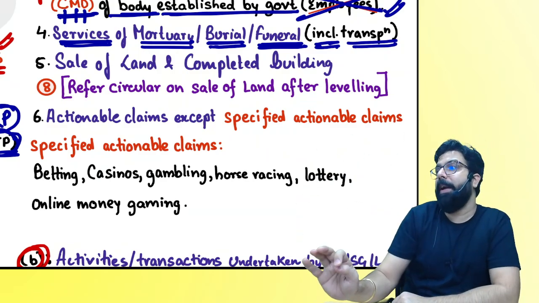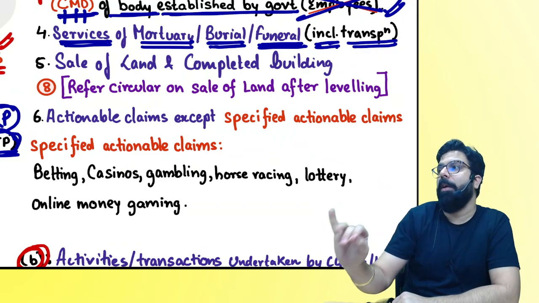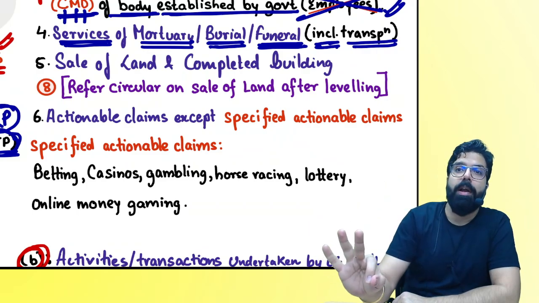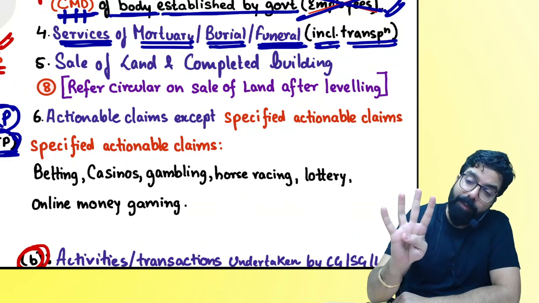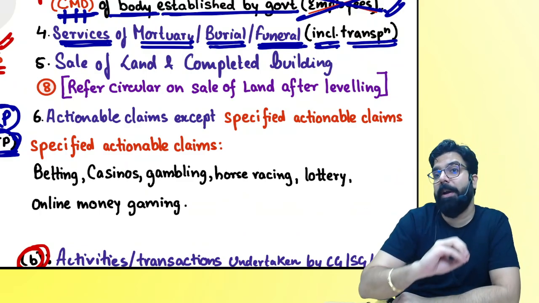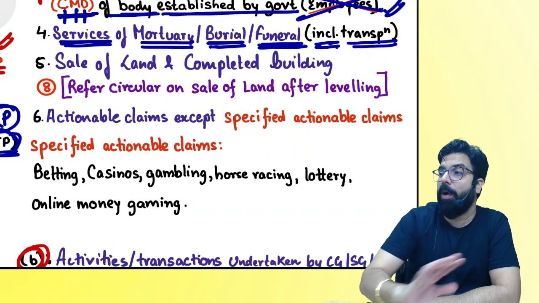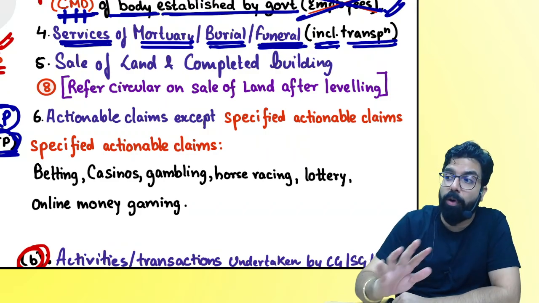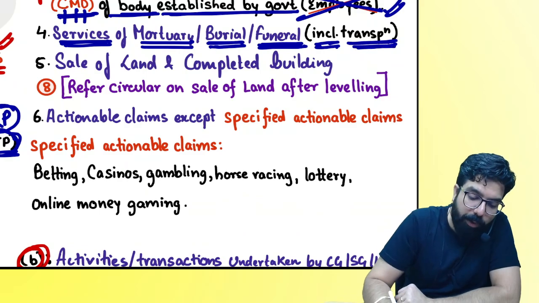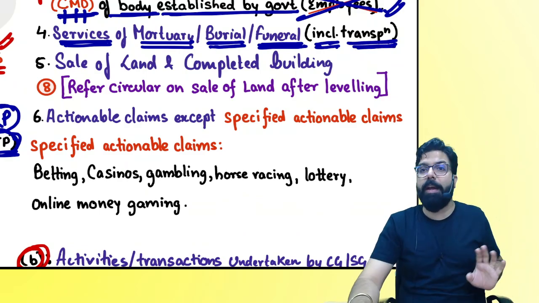After a person has died, for burial, mortuary, funeral, or even if transportation is done, transportation can be done by air, rail, road, whatever. Including transportation, there will be no GST. Can I go ahead, everyone?